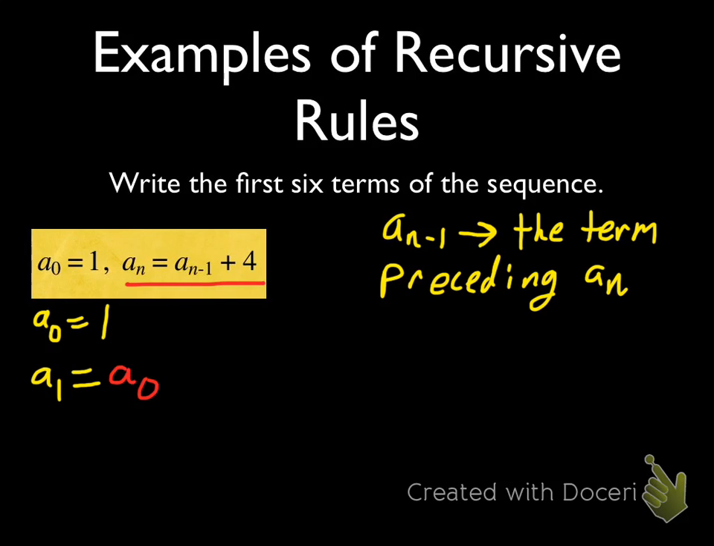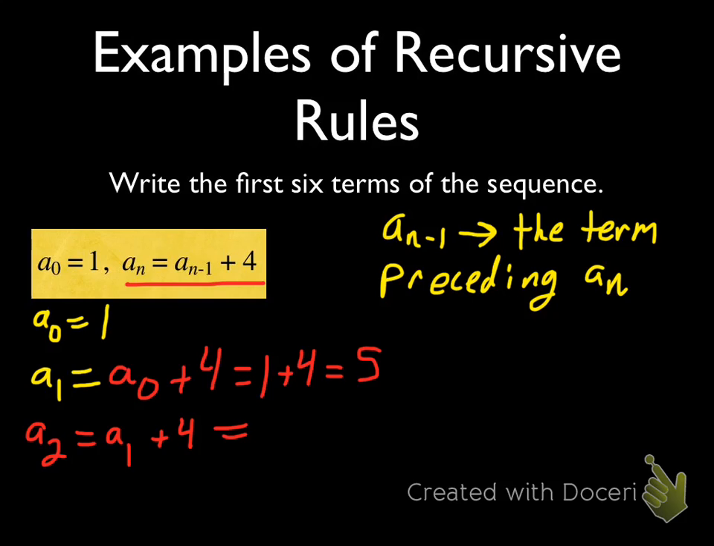Yep, you're a little bit ahead of me, Taylor, but you're right. And then I'm going to add 4 to it. So a sub 0 is 1, so 1 plus 4, which is 5. Now let's find a sub 2, or the third term. Well, a sub 2 equals a sub n minus 1, so 2 minus 1 is a sub 1, plus 4. Convenient, we just figured out what a sub 1 was. It was 5. So this is 5 plus 4, which is 9.